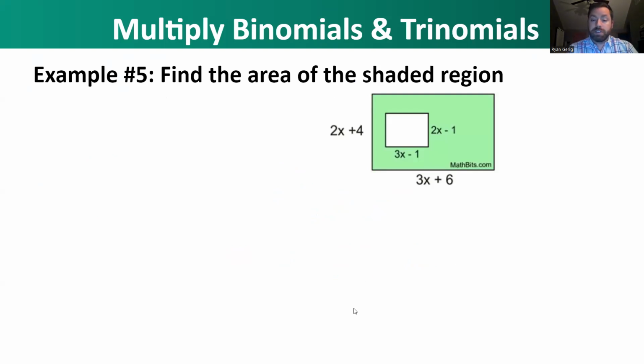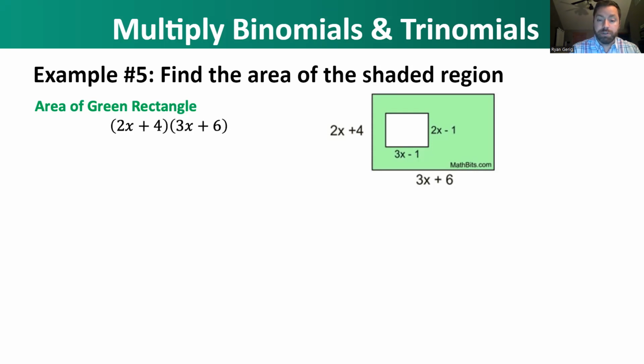Another one, very similar, well, a little bit harder. Find the area of the shaded region. Well, let's break this down and do a couple different problems. You'll see why in a little bit. Let's find the area of the green rectangle. Now, this is the area of the whole green rectangle, ignoring the white part. So we're going to do 2x plus 4 times 3x plus 6.